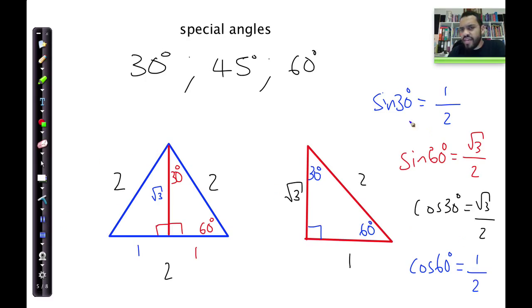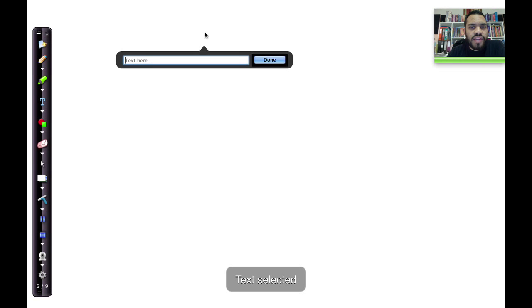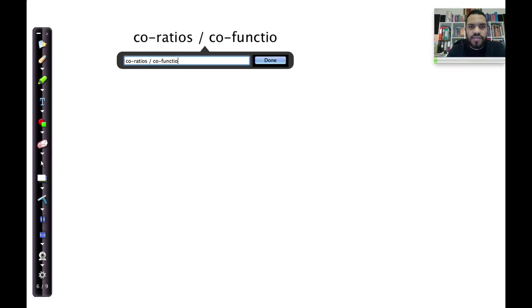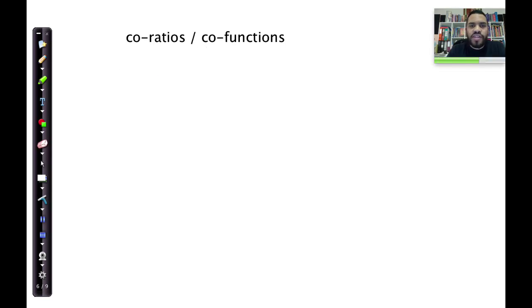Now you can say, Imad, I see a pattern. I see that sine 30 is equal to a half, but so is cos 60. And I also see that sine 60 is root 3 over 2, and so is cos 30. Well, that's actually something new. That's actually called co-ratios or co-functions, right? Now, whilst we're in this video, I might as well tell you what co-functions are.